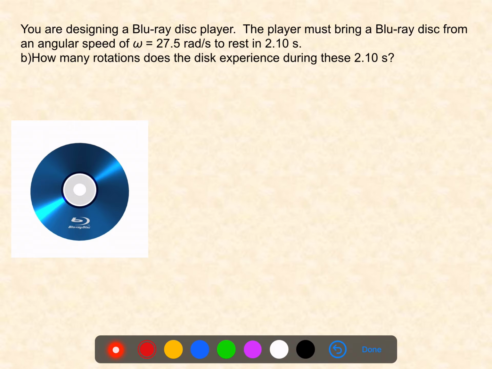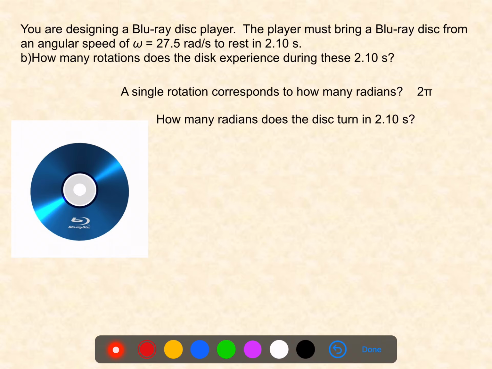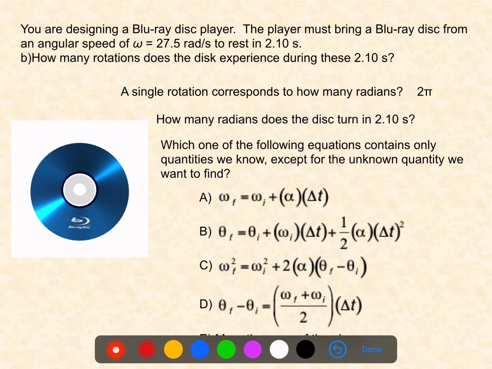Okay, how many rotations will this amount to in this 2.1 seconds? Well, we know that a single rotation corresponds to 2 pi radians, and what we want to know is how many radians then is it turning through in the 2.1 seconds it experiences. Now this is not a constant speed with which it's going. Remember, it is slowing down. And so we want to find a way to account for that acceleration, or negative acceleration in this case.